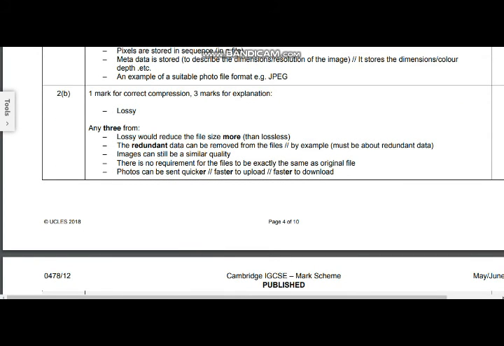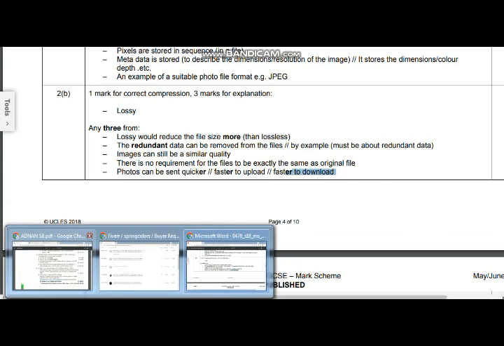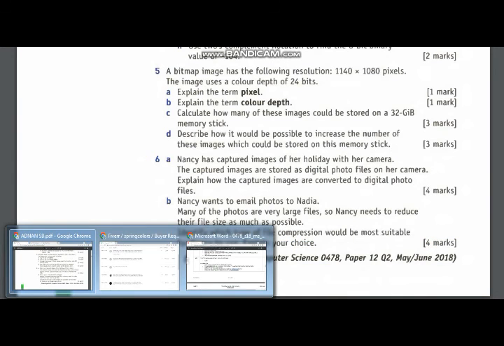Lossy is the best type of compression, because the size of the file is reduced more than lossless, and all repeating data will be deleted. Images will be of similar quality, and there is no requirement for the files to be exactly the same as the original, and photos can be uploaded and downloaded quickly. So this is the answer from the answer key.